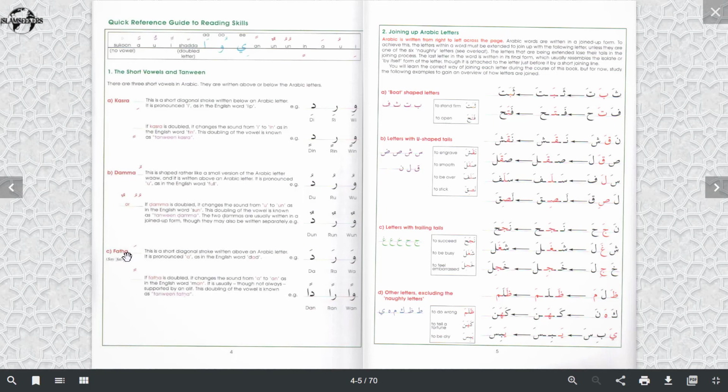C. Fatha. This is a short diagonal stroke written above an Arabic letter. It is pronounced a, as in the English word dad.